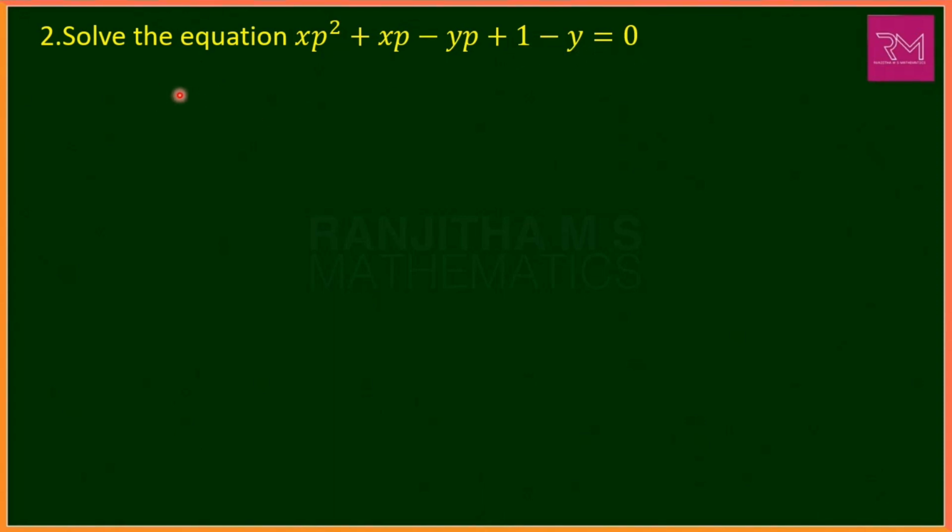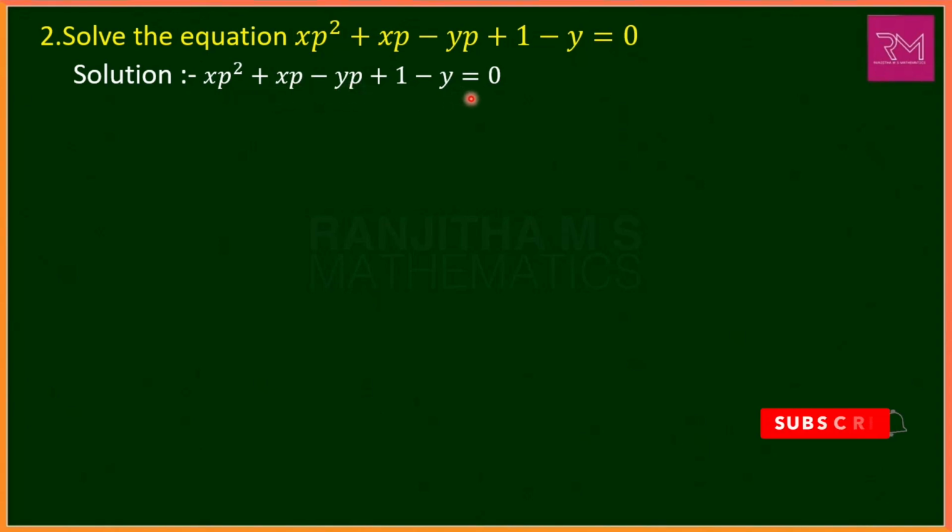Here we have to find the general solution and singular solution for this equation. For that, take the given data first. Observe the equation. Here we have x p square, here we have x p term, here we have minus y p, and here we also have a y term.